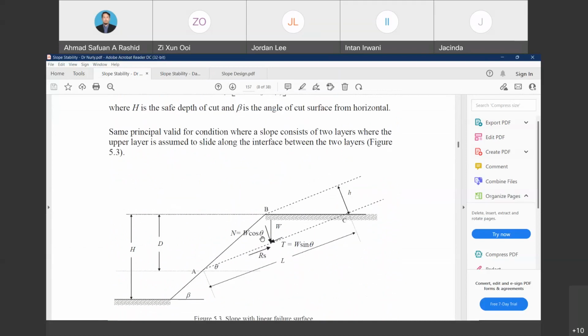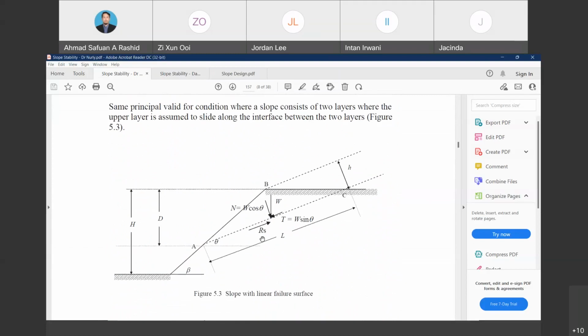This is another condition where there are two layers of soil. The same approach can be used by determining the stability for the soil at the top. I guess it's very difficult to determine the stability for both soils, because the soils have different properties. So in that case, we only consider the soil at the top.